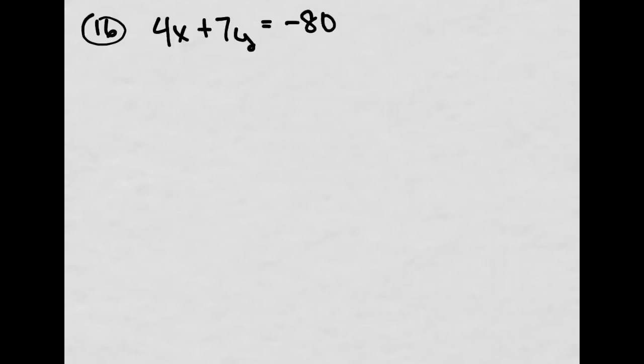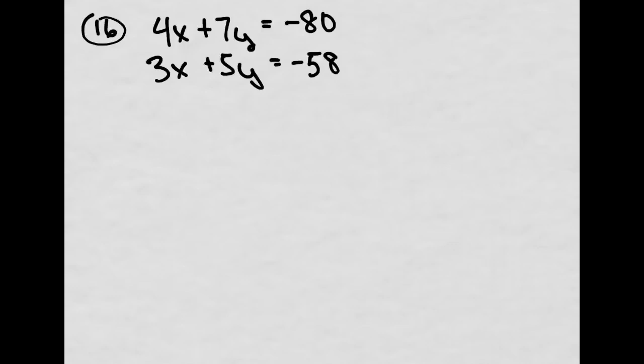So our next question was on number 16. So here we go. 4x plus 7y equals negative 80. And 3x plus 5y equals negative 58. Now this is going to give us some pretty big numbers either way you go.